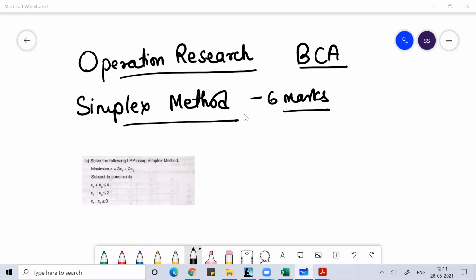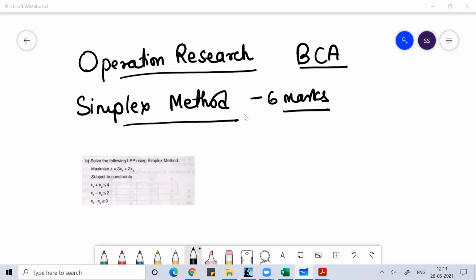Good afternoon, everyone. Welcome to the class on operation research, where we are discussing the previous year questions which came for the BCA operation research subject for the fourth sem students. When we talk about simplex method, definitely in exam, you will get a 6 marks problem. That is 100% for sure.